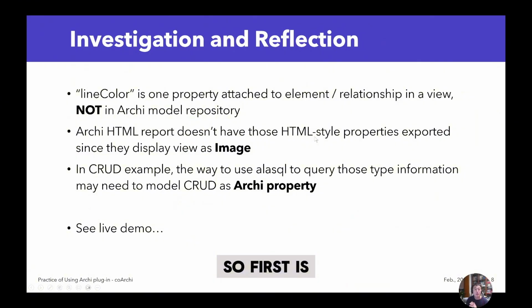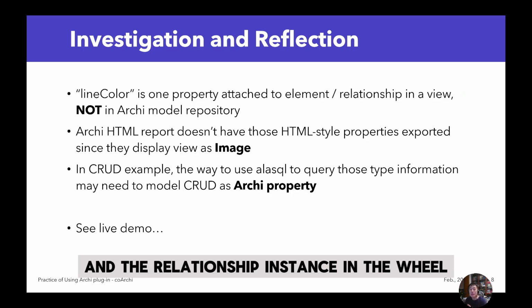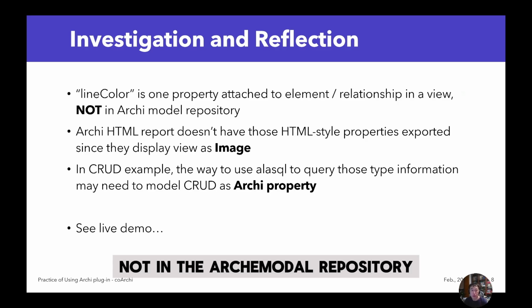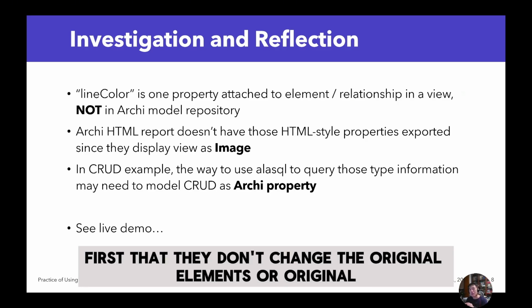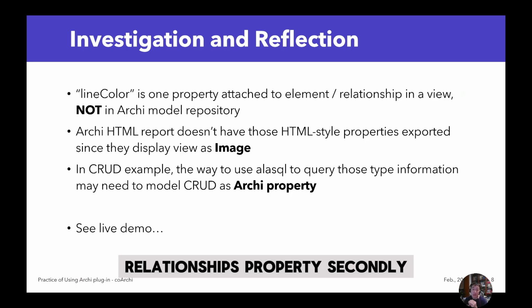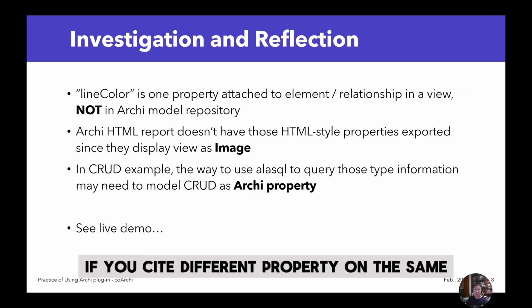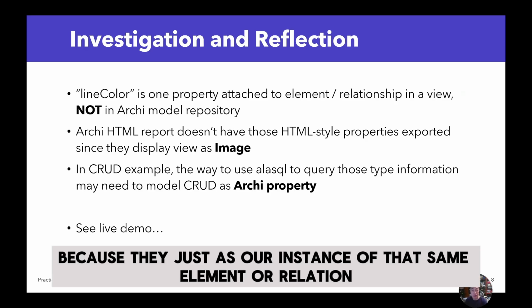First, we investigate that line color is one property attached to the element and relationship instance in the view, not in the Archi model repository. First, it doesn't change the original element's or relationship's properties. Secondly, there is no relevant relationship impact between different views if you set different properties on the same element or same relation, because they are just instances of that same element or relation.